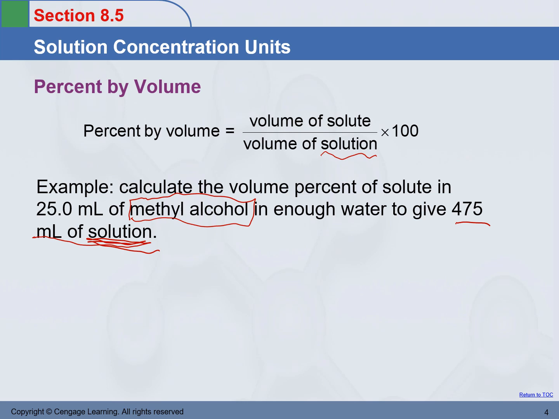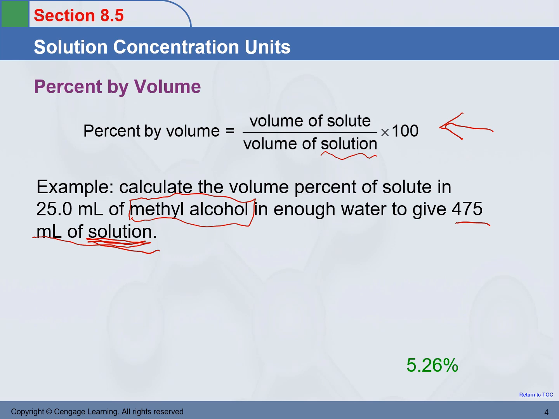Calculate the volume percent. Okay, let's use that to do the calculation. You can pause the video, try to do it by yourself, and then come back to look at the answer key. All right, the answer is 5.26%. Did you get it right? I hope you did. If you got 5%, I hope you know where your mistake is. Okay, let's do it together.